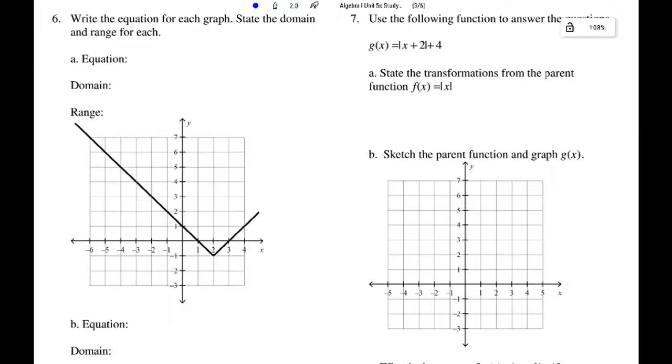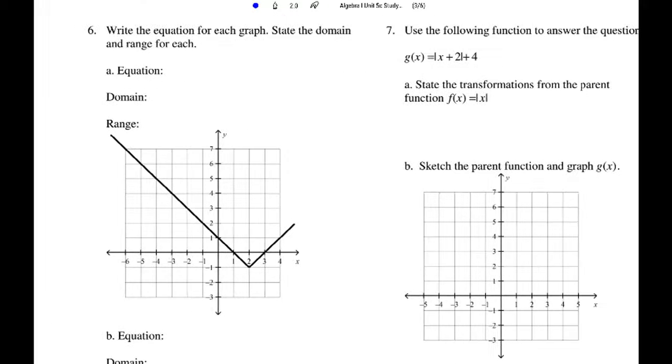Number 6, write the equation for each graph, state the domain and range for each. All right, so first things first, my vertex. My vertex has to be at negative h, comma, k. So my vertex is down here, the point that the two rays launch out from. And its coordinate is at 2, comma, negative 1, right?